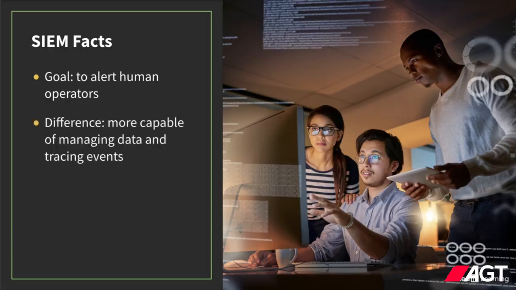The main difference between SIEM and systems such as IDS, IPS, and vulnerability management systems is that SIEM is much more capable of managing network security data and tracing network events in scope and capacity. SIEM also provides a much more comprehensive and holistic view of your network beyond specific intrusion attempts or known vulnerabilities by leveraging IDS, IPS, and vulnerability management system data and correlating them.